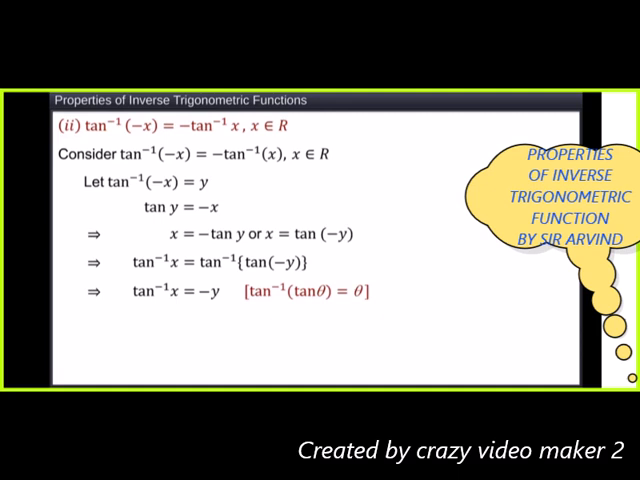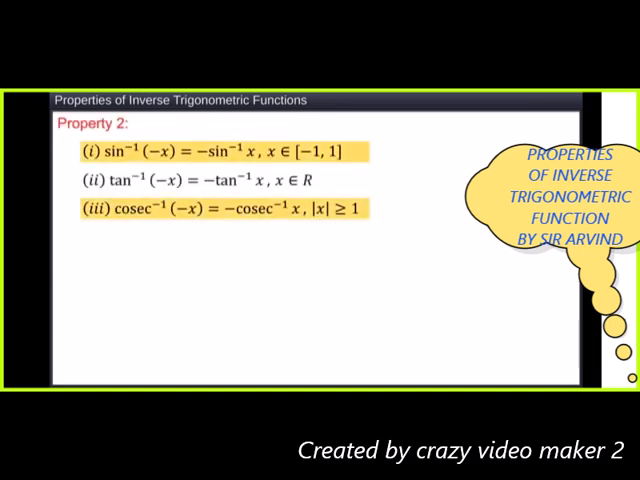We all know tan inverse of tan theta is equal to theta, using that property. So after substituting, tan inverse x is equal to minus tan inverse minus x. Let us take the minus sign to the opposite side, and it gives you tan inverse minus x is equal to minus tan inverse x. Similarly, we can prove other properties related to the same.